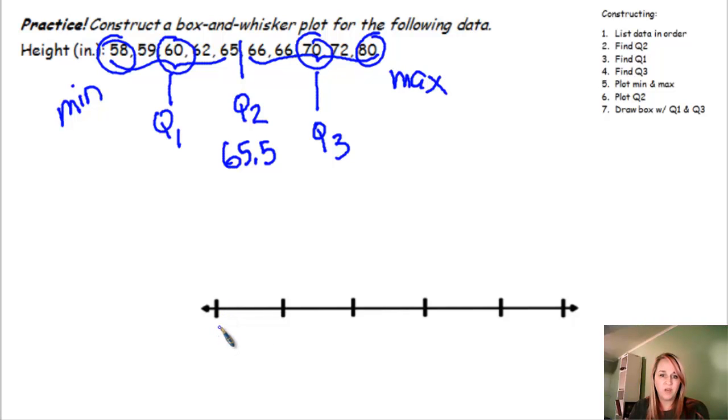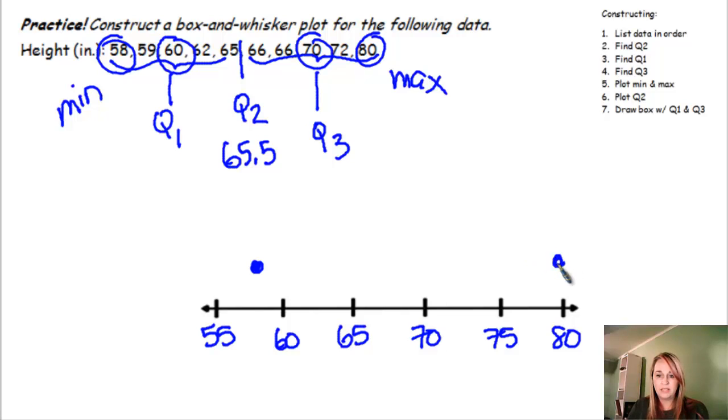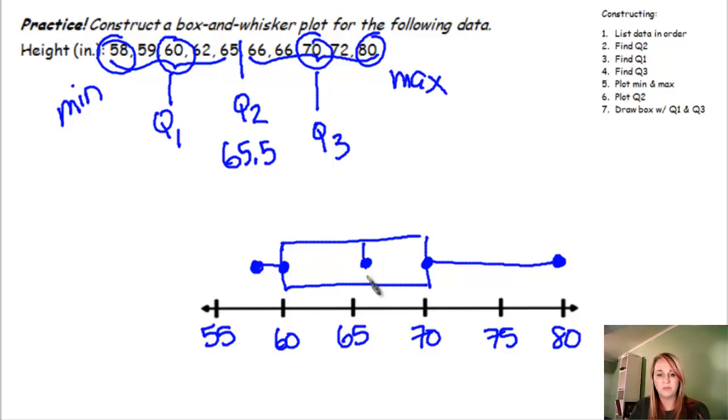Alright, so let's go from about 55 to 80. So 55, 60, we'll go by 5s here. That should get us through there. And my minimum is 58, which is about here. My max is 80. Q2 is 65.5. Q1 is 60. And Q3 is 70. Remember, Q1 and Q3 are the ends of your box. And you can go ahead and connect your whiskers. And sometimes we draw a line here to see Q2. Now, that's the box and whisker plot for this data.